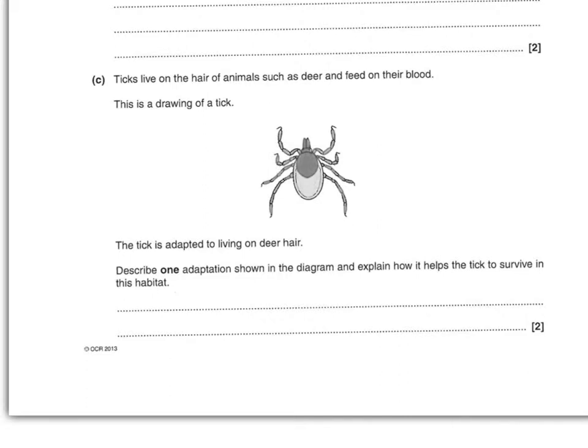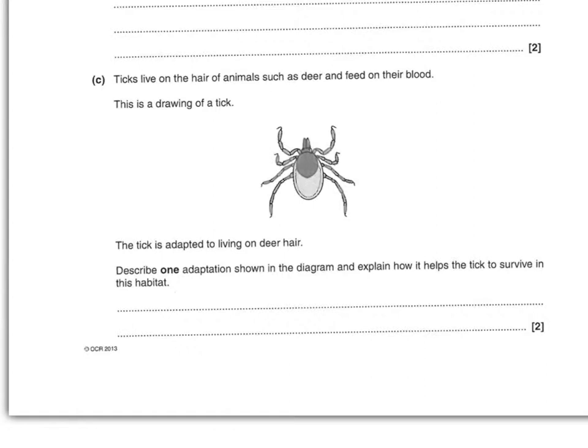So you can say that it has hooks on its legs. You can see it's got hooks, and it helps it to hold on to the hairs. Or you can say that it has lots of legs to hold on. That would also get you a mark. Instead of hooks, you could say claws or spikes or grips. Okay, so you don't have to use the word hooks for those.